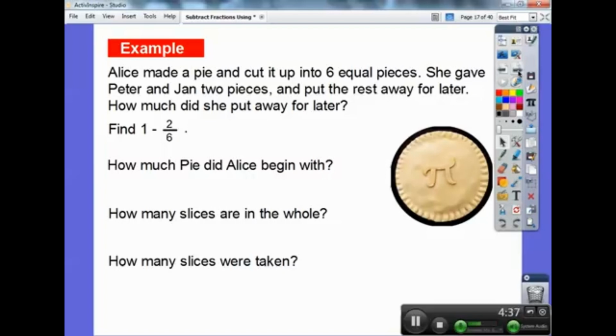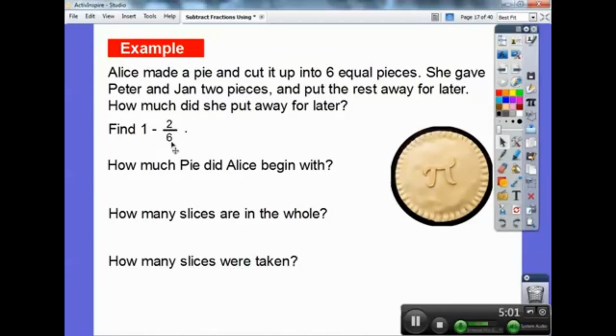Let's see, Alice made a pie and cut it up into 6 equal pieces. She gave Peter and Jan 2 pieces and put the rest away for later. How much did she put away for later? Okay, so it's basically asking, this 1 represents 1 whole pie right here, and we're going to take away, since it was cut up into 6 equal pieces, 2 of the 6 pieces right there.